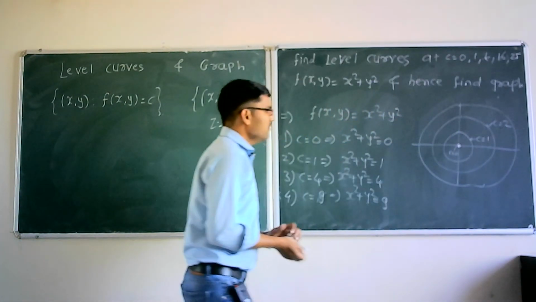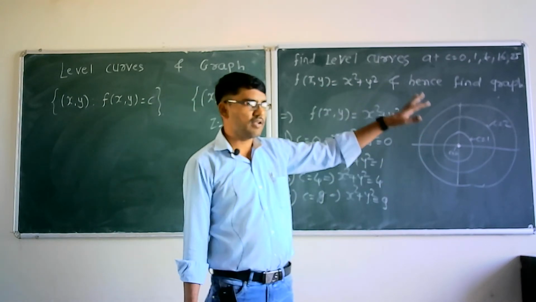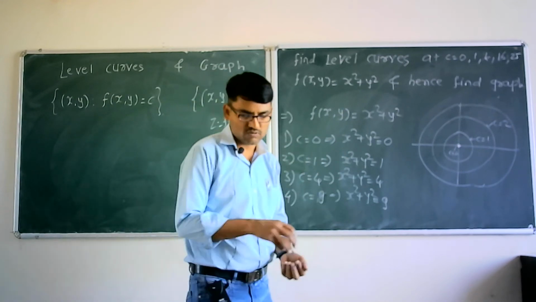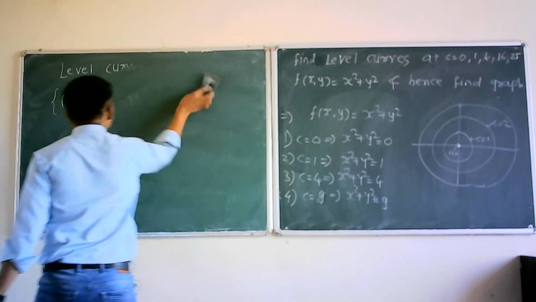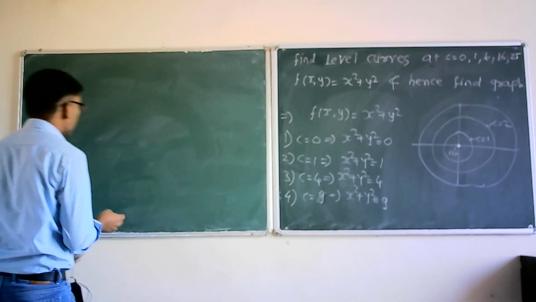So if you observe, next if you draw again you will get the next level curve. So these are all level curves at c is equal to 0, c is equal to 1, c is equal to 2, c is equal to 3, c is equal to 9. Now next, by using this level curve, what will be the graph of given function?